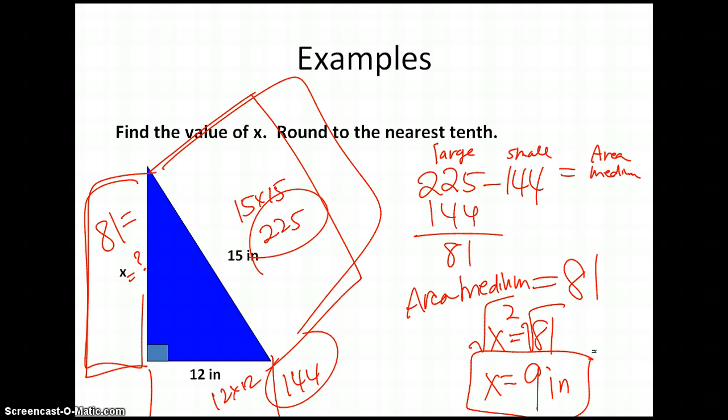I think hopefully we can get the hang of that. You're really just using some adding skills and some subtracting skills, because we know the smaller and the medium squares equal the larger square.